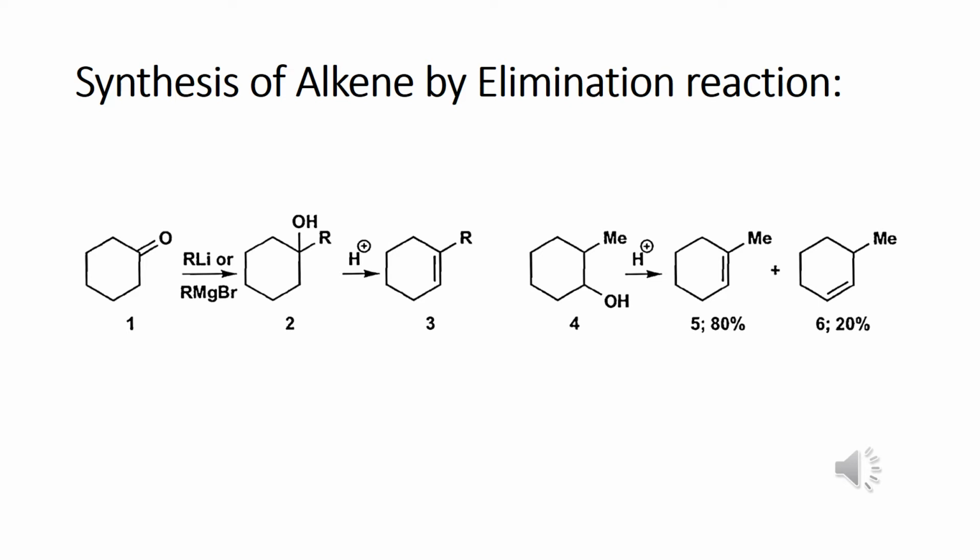Now, popular acids which we can take are, for example, potassium bisulfate and tosyl hydroxide. These compounds are crystalline and easier to handle than H2SO4 or H3PO4. We can use KHSO4 and TsOH. And the less acidic POCl3 in pyridine, that also we can take here for this elimination reaction.